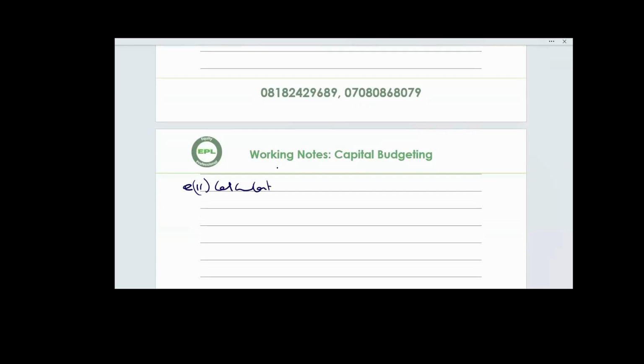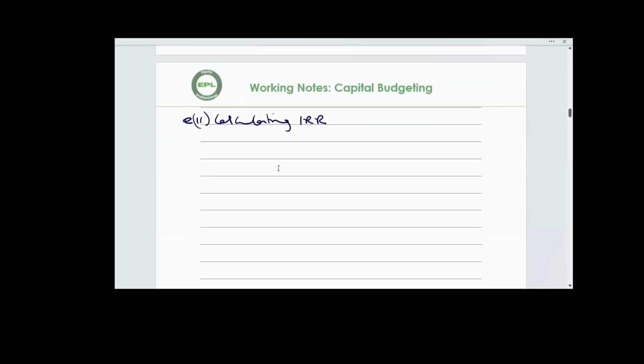Calculating internal rate of return. To calculate it, what are you supposed to do? You are going to assume two discount rates that will produce two opposing NPVs. One discount rate will produce a positive NPV, another will produce a negative NPV. Then you calculate the internal rate of return using the IRR formula. That's it.